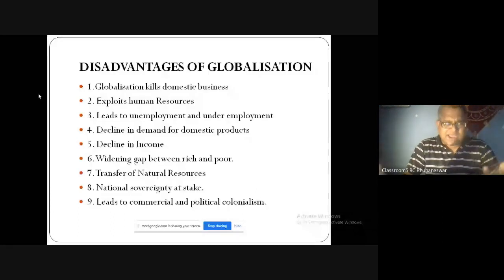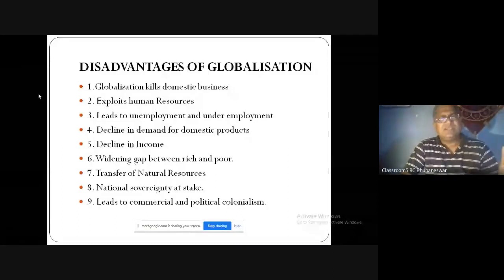Another one is the gap between the rich and poor, and there is non-utilization of natural resources, and commercial and political colonialism arises due to globalization. It means globalization is not always a good side; it has some negative ways through which domestic consumption and domestic countries' human resources are exploited plentifully.